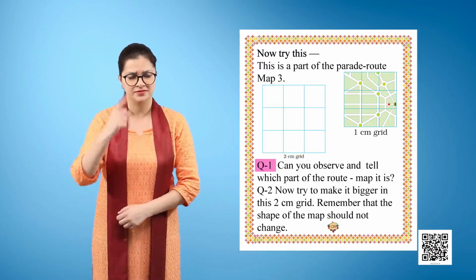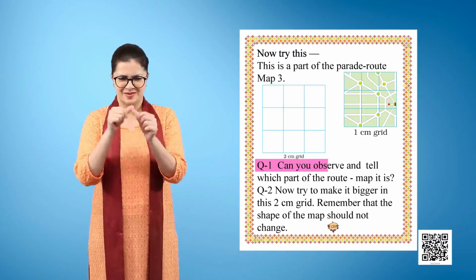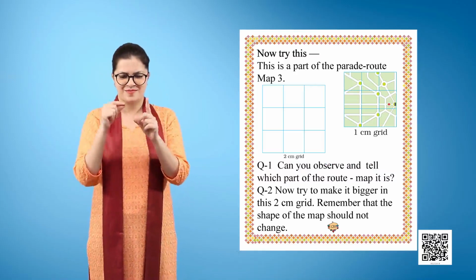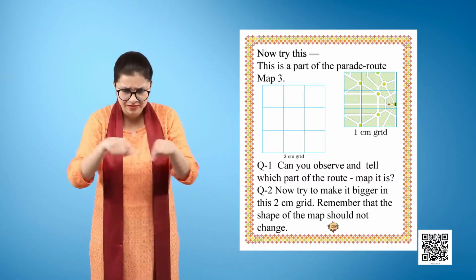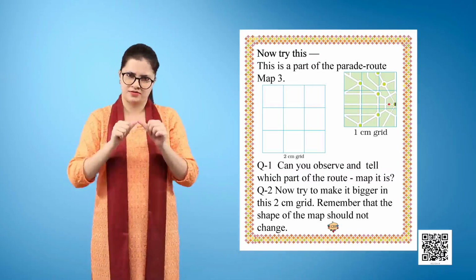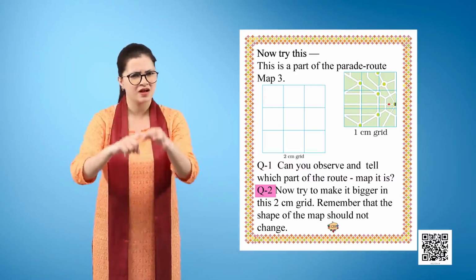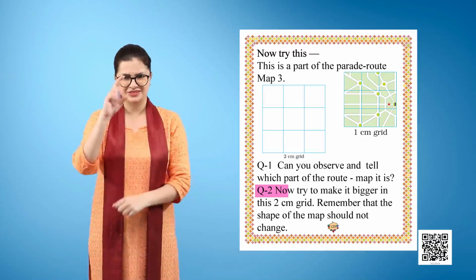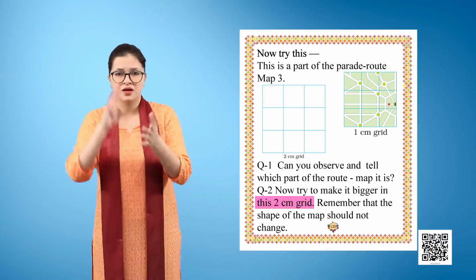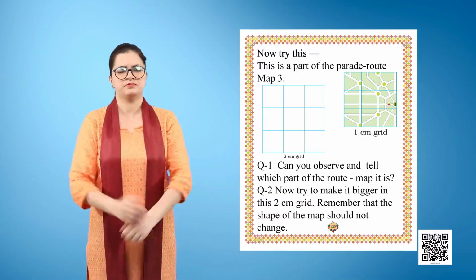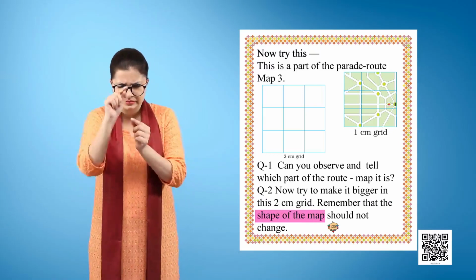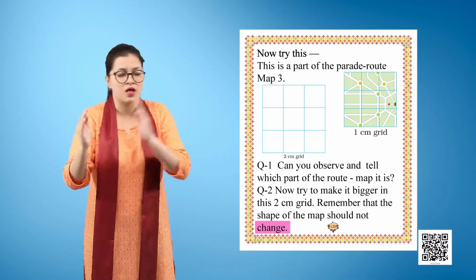Question 1. Can you observe and tell which part of the route map it is? Two. Now try to make it bigger in this 2 centimeter grid. Remember that the shape of the map should not change.